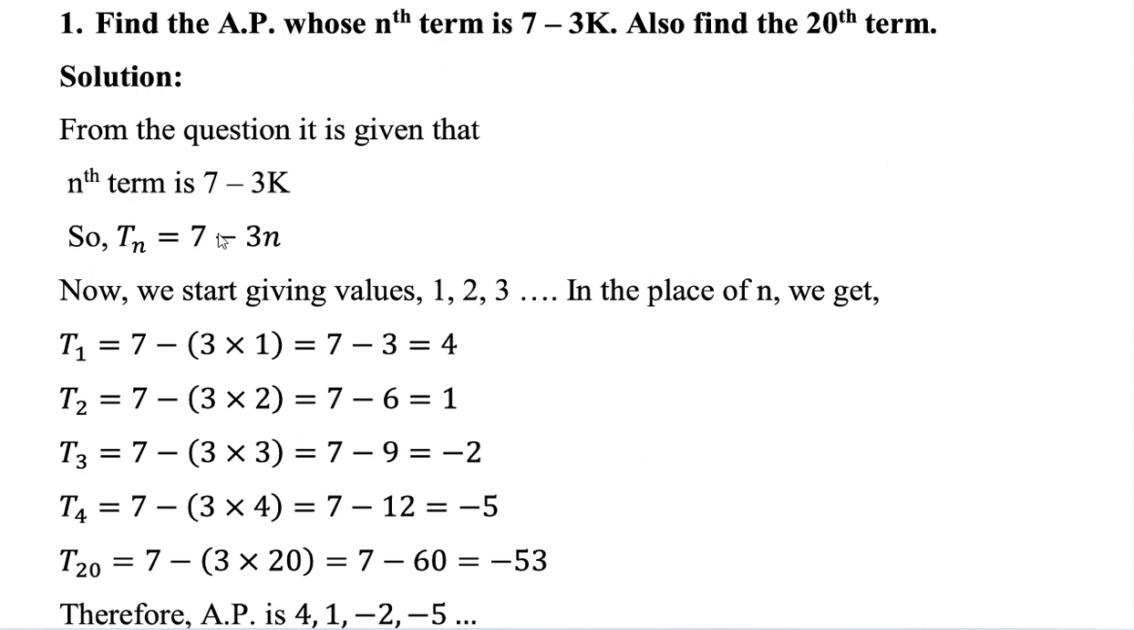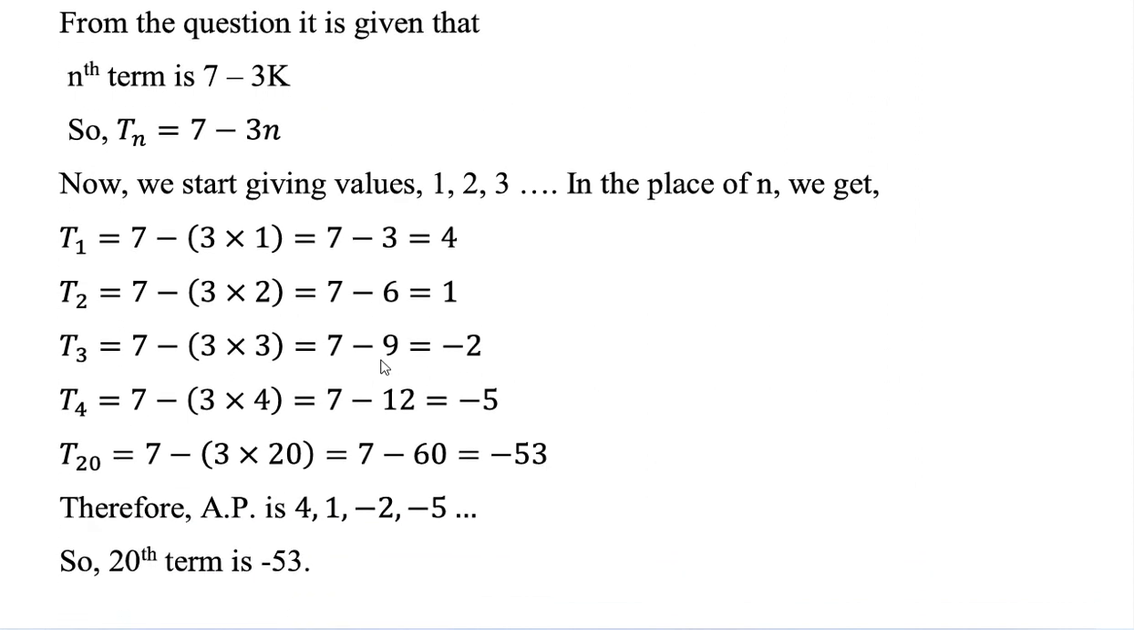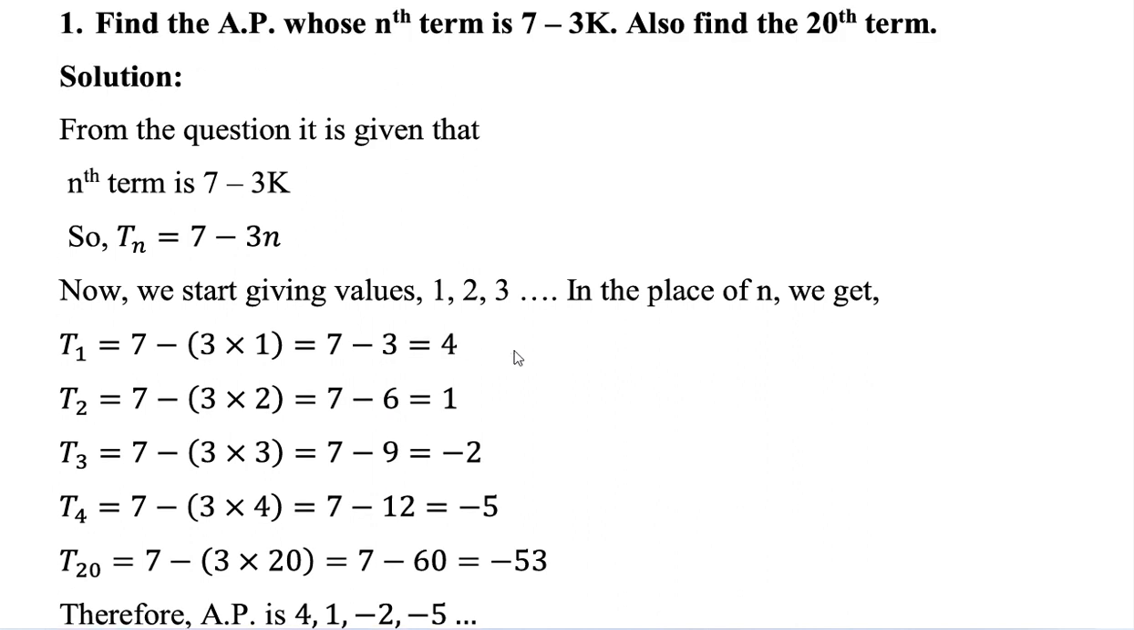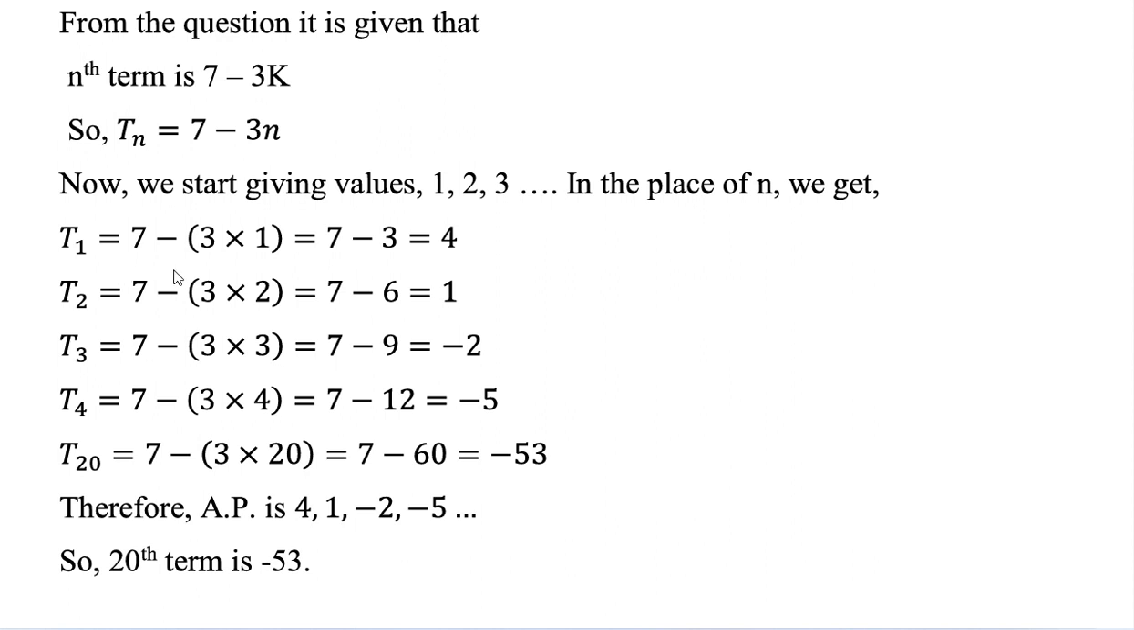Or alternatively, you can put Tk is equal to 7 minus 3k. So variable n or k, you can use anything. But after that, you have to put the values 1, 2, 3 in place of n. So T1 will be 7 minus 3 into 1, that comes to 7 minus 3, which is equal to 4. T2 will be 1. T3 will be minus 2, like this.